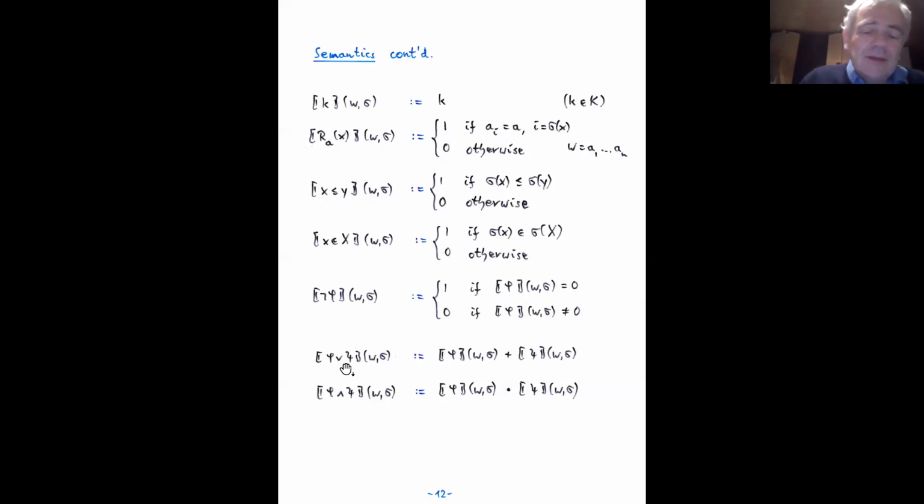But the interesting case is phi or psi and phi and psi. And how many proofs do we have for phi or psi? Well, how do you prove phi or psi? You have to give a proof of phi, or you have to give a proof of psi. And in fact, you can choose any proof, whatever you like.